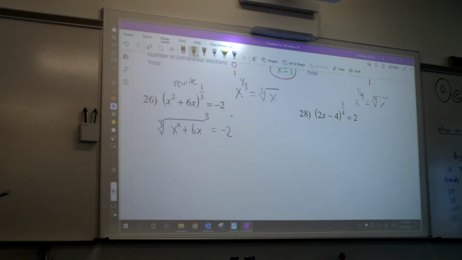But if I cube one side, I have to cube the other side. So now, when I cube a cube root, the radical goes away. I'm just left with x squared plus 6x. Then over here I have negative 2 cubed, and I'm going to put that in parentheses. Negative 2 cubed means I'm doing negative 2 times negative 2 times negative 2.